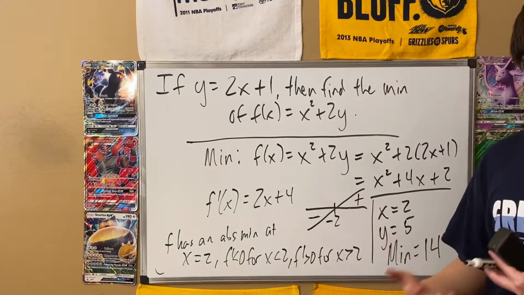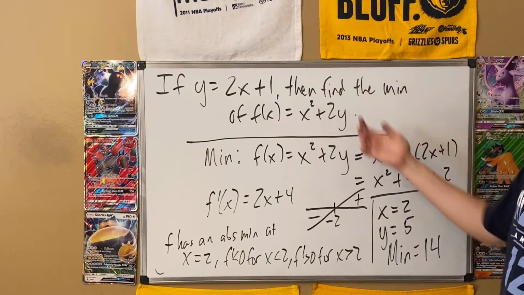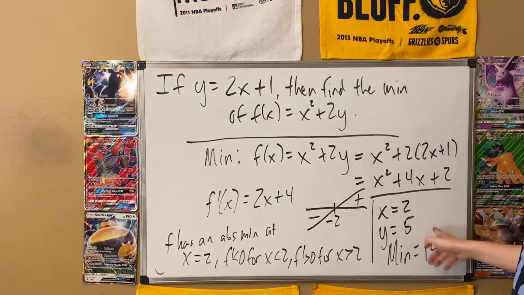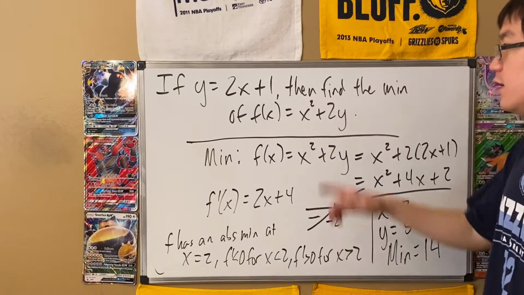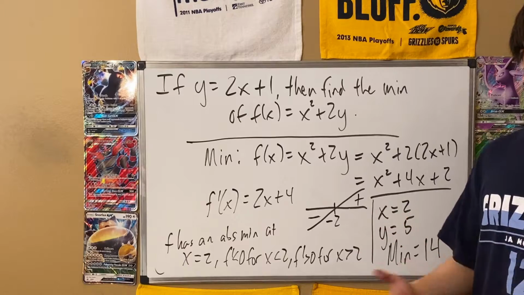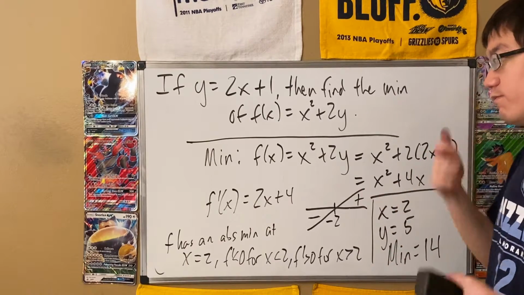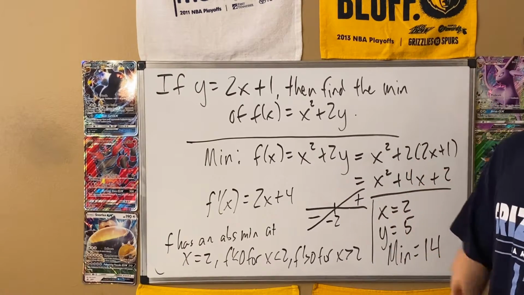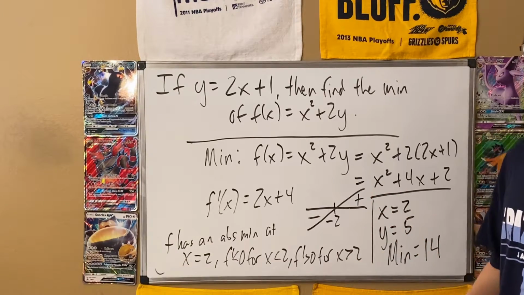Finally, once you know where your minimum value occurs, you just plug in things to find the other values you need. For example, plugging in 2 to find the y, and plugging in 2 and 5 to find the minimum. So that's how it works. Now let's do a more mathy word problem question, because oftentimes optimization problems are word problems.